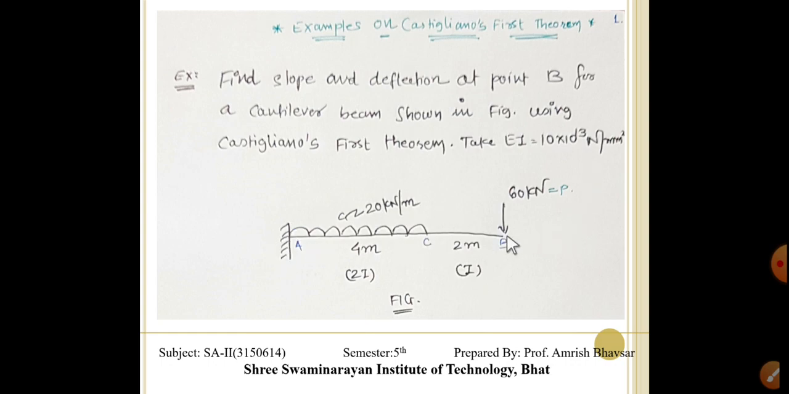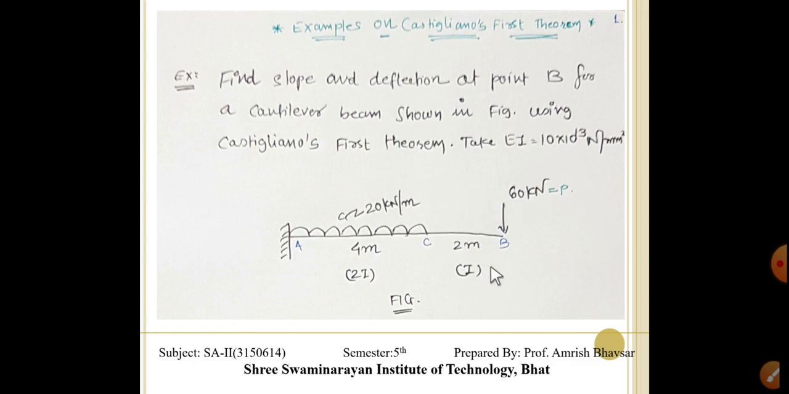Here this is our cantilever beam having a UDL of 20 kilonewton per meter up to 4 meter length, and the remaining C to B portion, that is 2 meter, having a 60 kilonewton load at point B. These are our acting loads. Now, the A to C portion has double the moment of inertia, meaning 2 times the flexural rigidity, right? And the B to C portion has single flexural rigidity.